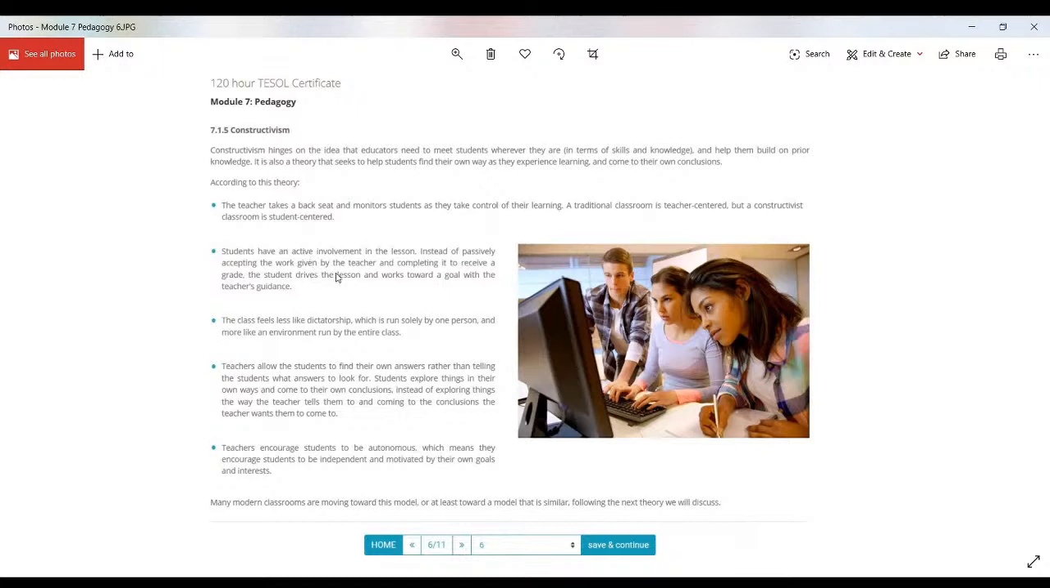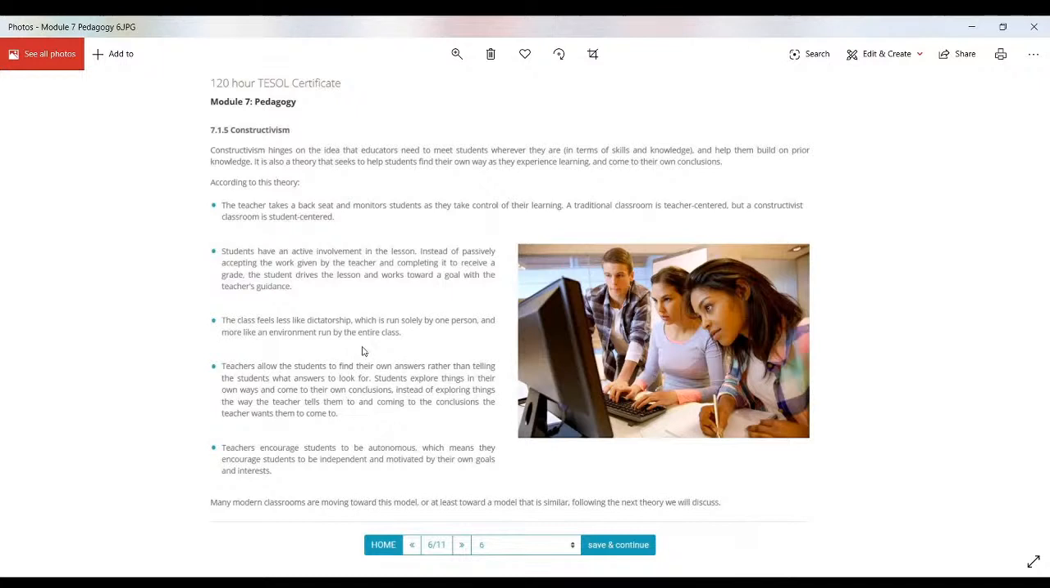Students have an active involvement in the lesson. Instead of passively accepting the work given by the teacher and completing it to receive a grade, the student drives the lesson and works toward a goal with the teacher's guidance. Dito pumapasok yung mga reporting, right? Yung students yung nagre-report sa harap. Tapos nasa likuran lang yung teacher.